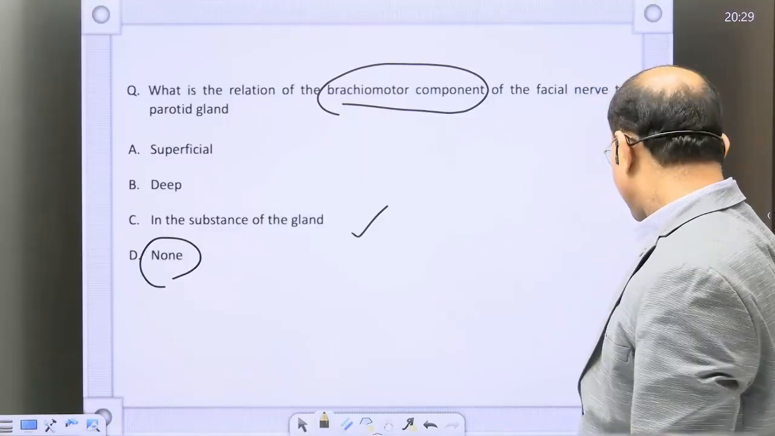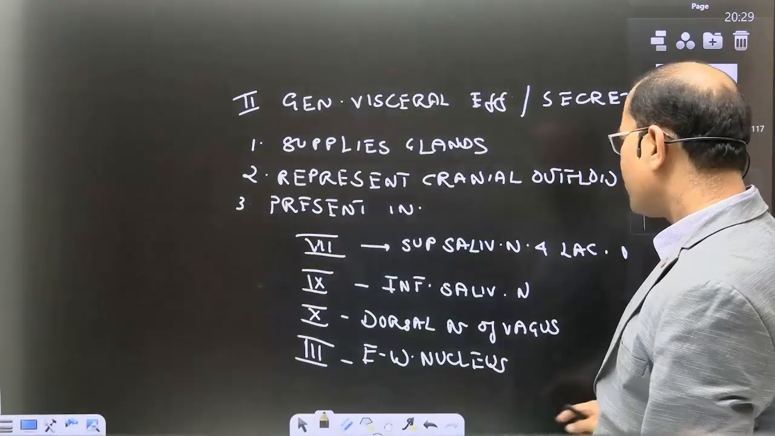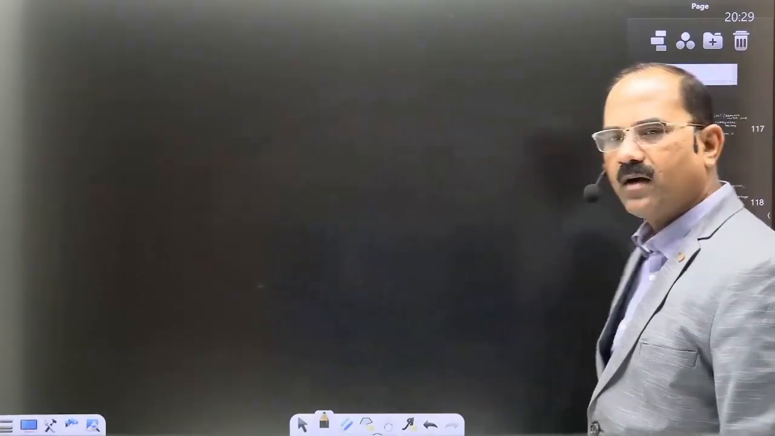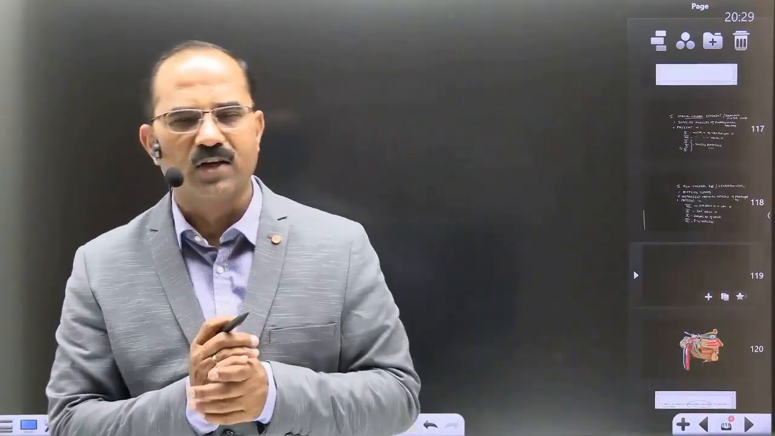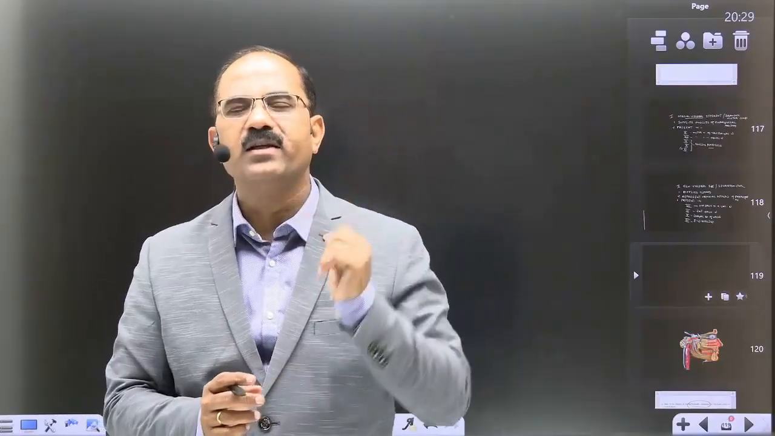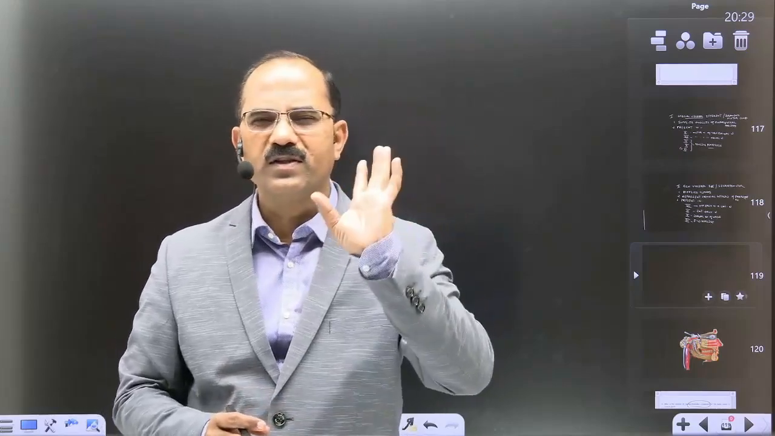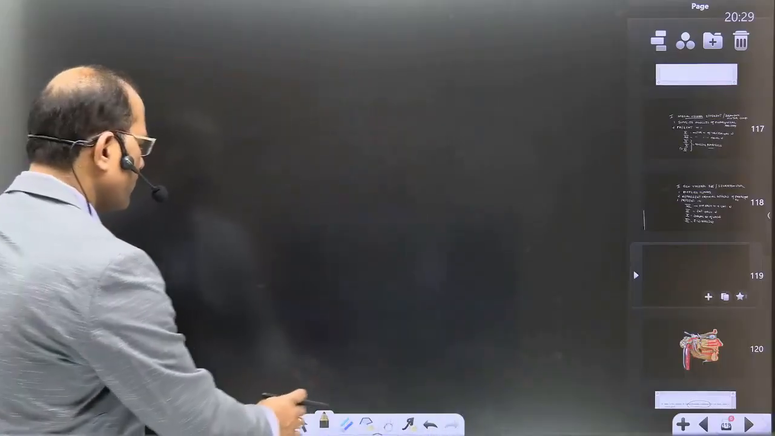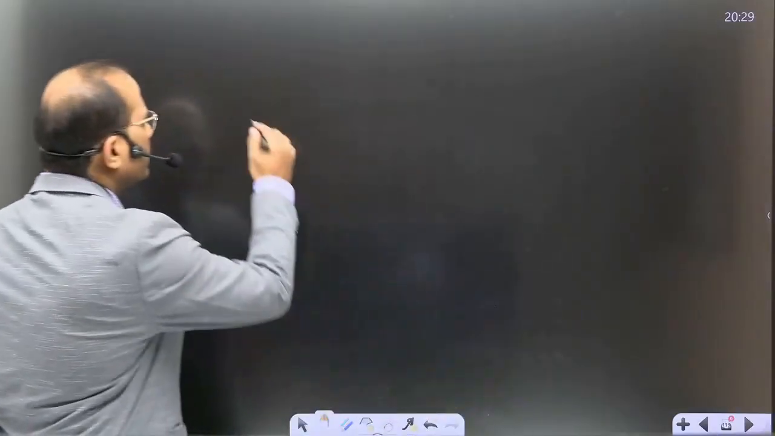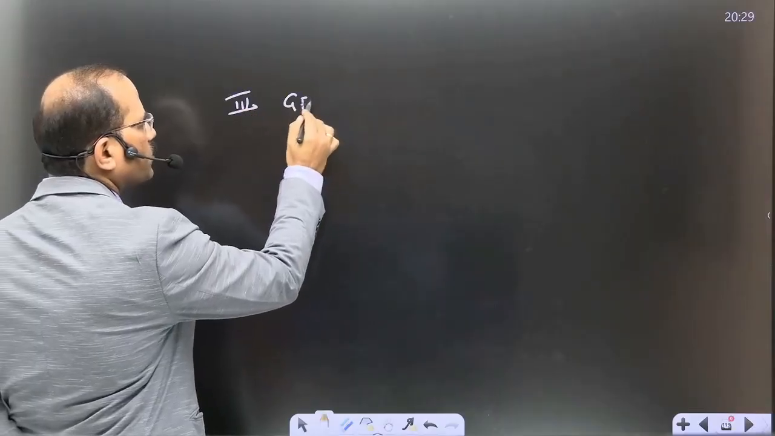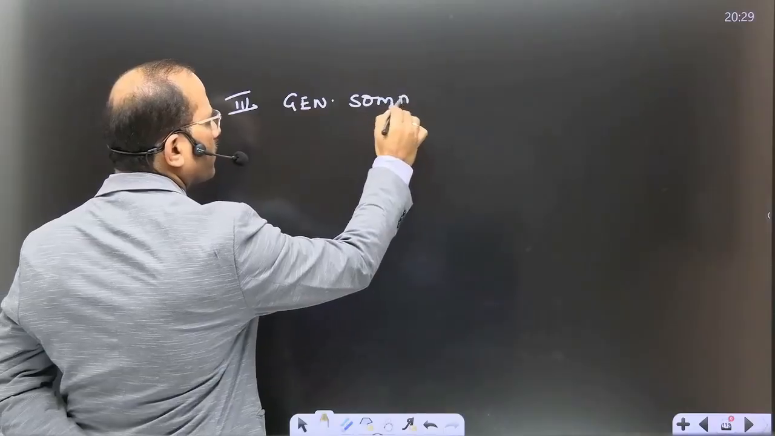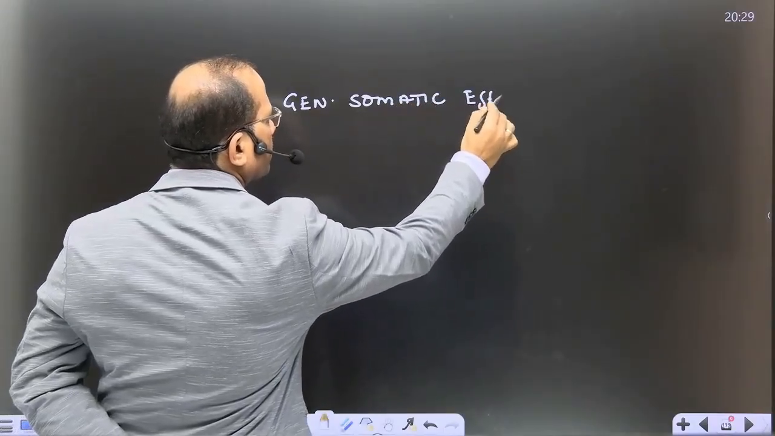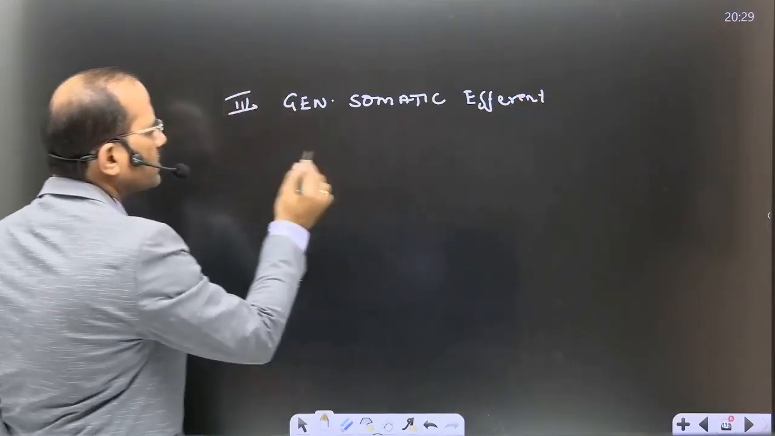So we have discussed two components here. One is special visceral efferent, which supplies the muscles of the pharyngeal arches, present in the 5th, 7th, 9th and 10th cranial nerves. Second, general visceral efferent, or secretomotor, supplies the glands, present in the 3rd, 7th, 9th and 10th cranial nerves. Fine. Now coming to the third component. These are efferent components that we are talking about: general somatic efferent. What does this component supply?